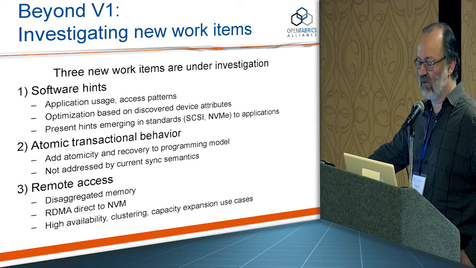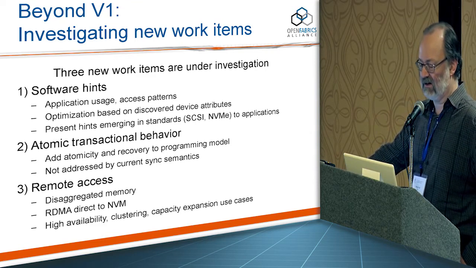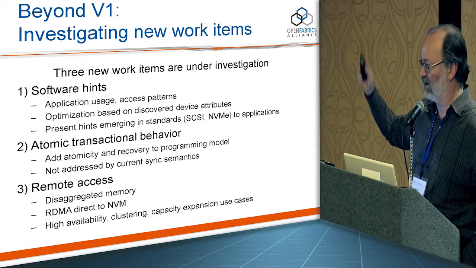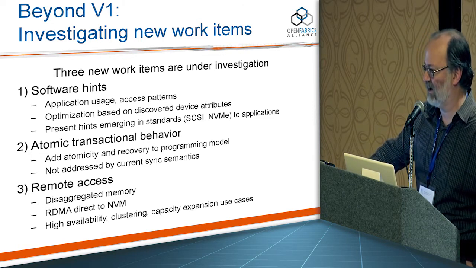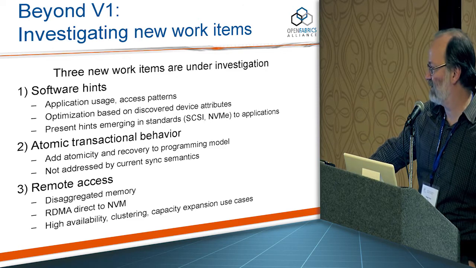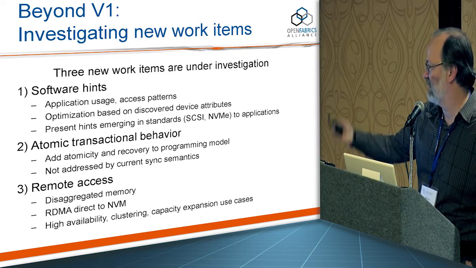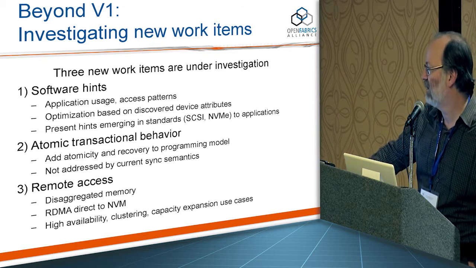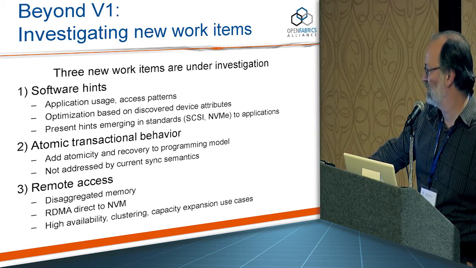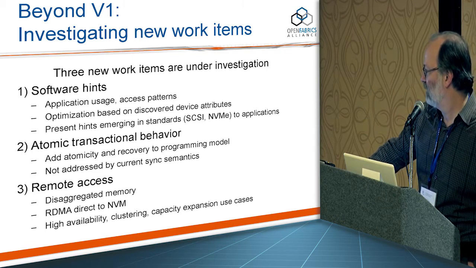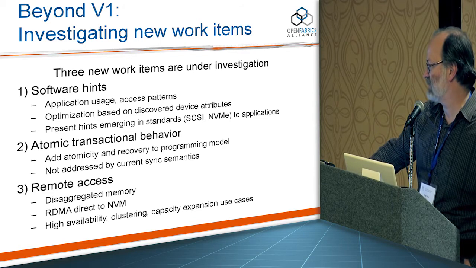Having released version 1, we're now starting to work on three additions to the spec. One of them has to do with software hints, and this is where some of what I was talking about in my earlier presentation. What kinds of attributes should applications be able to see regarding their storage? Are there useful access patterns that should be surfaced from the application downwards? Are there optimizations that should be triggered by upward communication? And various hints that are emerging in the standards already in both SCSI and NVMe are sort of precursors to some of this.